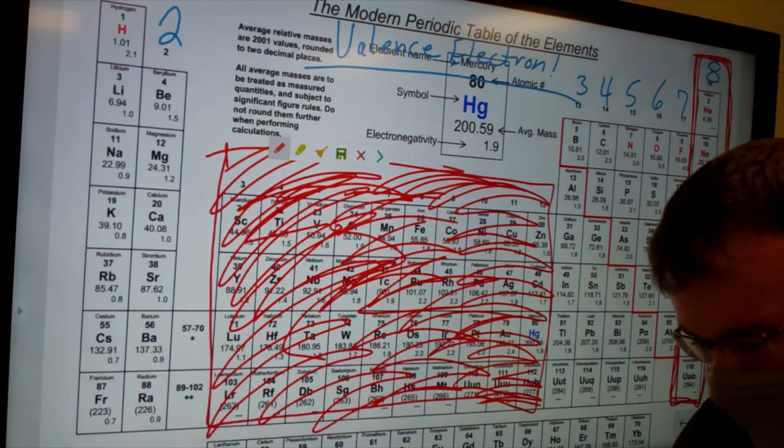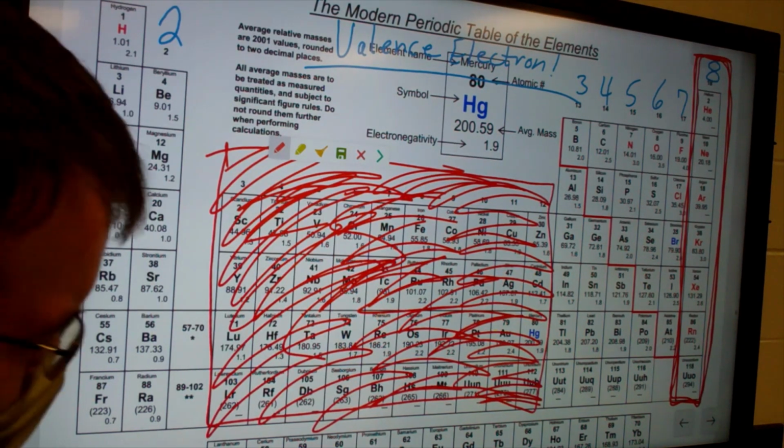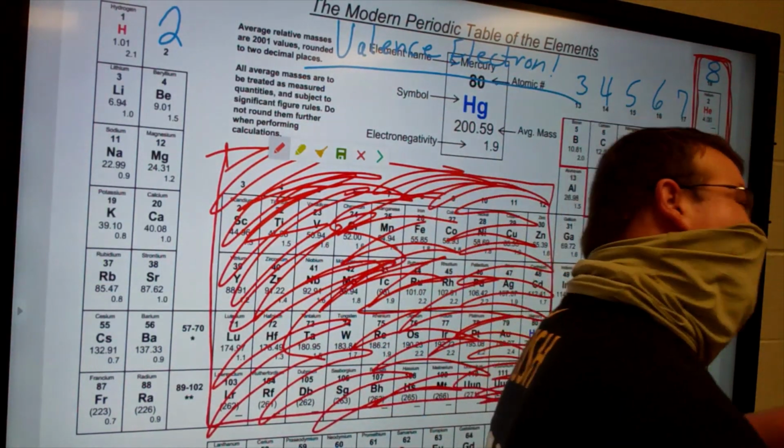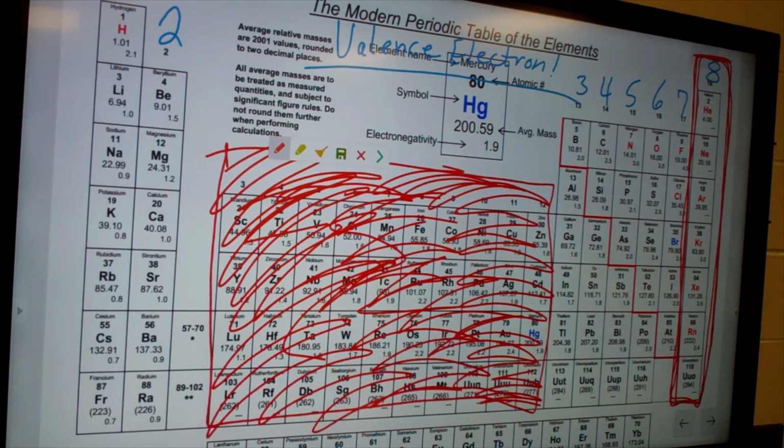Are they too cool for school? What does column 18 have that not everybody else has? A full outer valence level, which is how many? 8 electrons. They all want 8. Except for hydrogen, helium, lithium, beryllium, boron. Don't worry about that though; we'll get to that later. Boron's weird too. So all of them want to have 8.